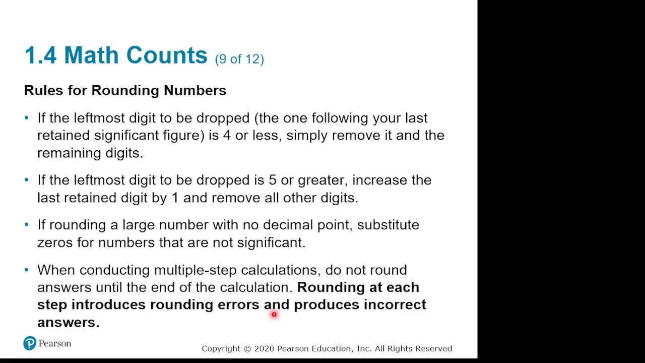What you're doing is you're trying to cancel off those roundings, so that you round up half the time, down half the time, and they cancel each other out.